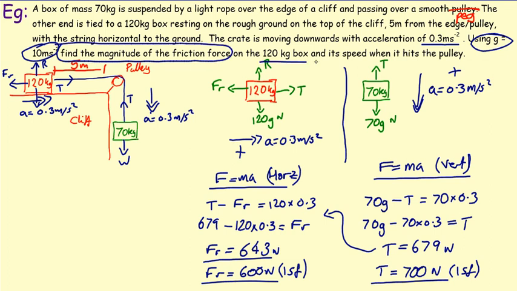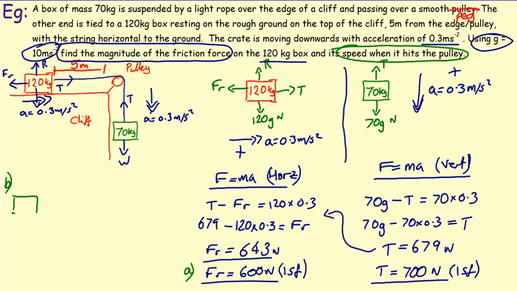Okay, that's the first part. The second thing it asks for is the speed when it hits the pulley. So this I'm going to label A, and over here we're going to put B. Okay, so how are we going to answer this? Let's just redraw the diagram.